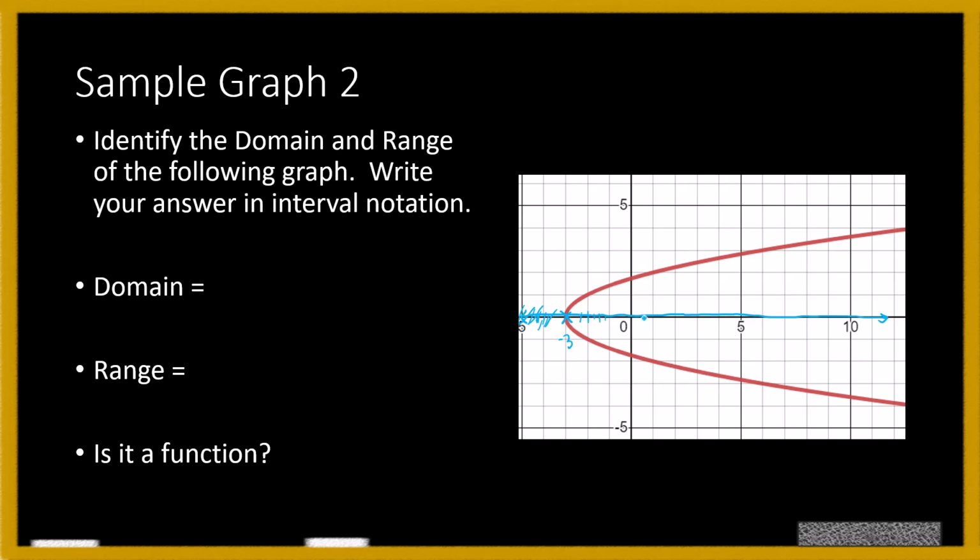So as I go along the x-axis, I see, okay, so like here at 0, there's a y value for that, and so forth. So in this case, my domain is going to start at -3 and go off to infinity this way.